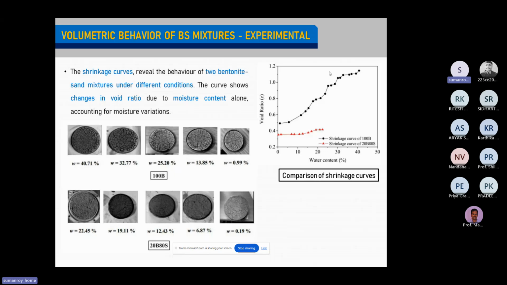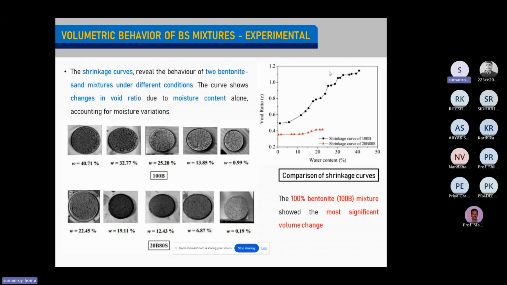The most important part is that even when you are drying 20 bentonite 80 sand significantly, even though bentonite is there, the amount of cracks is much less compared to 100 bentonite. And this is very important because, as I've said earlier, in our cover system we really don't want many cracks.